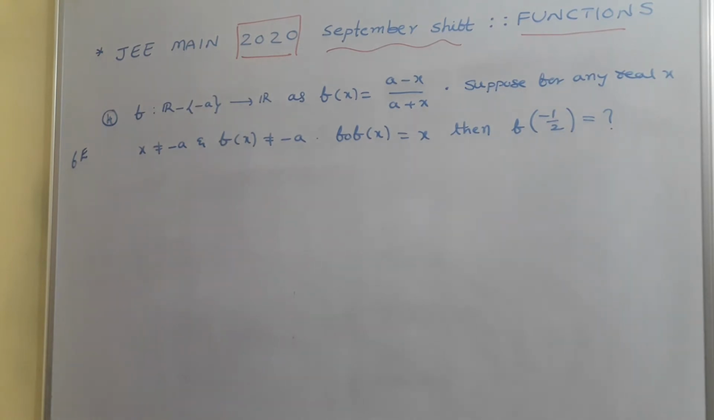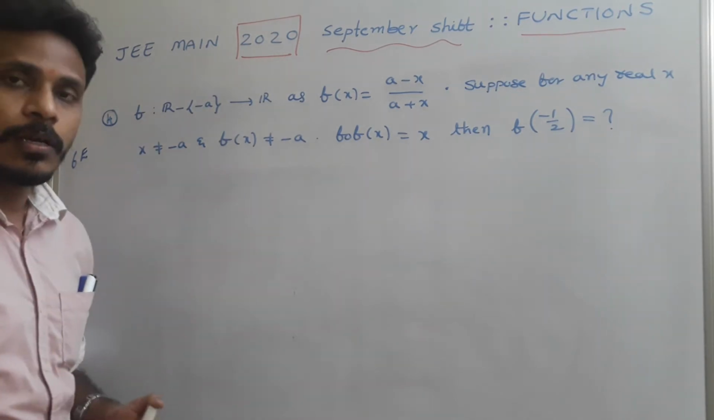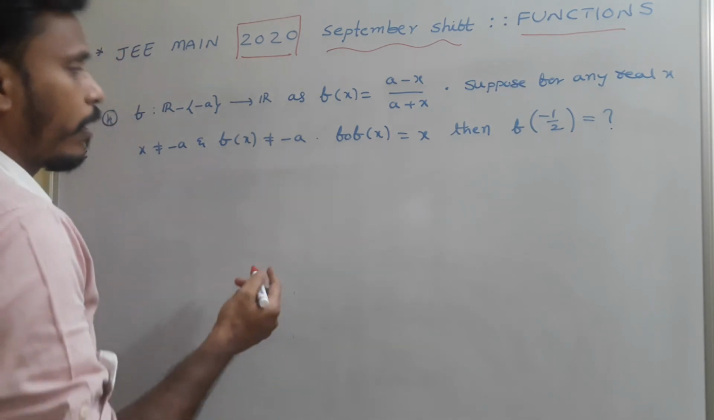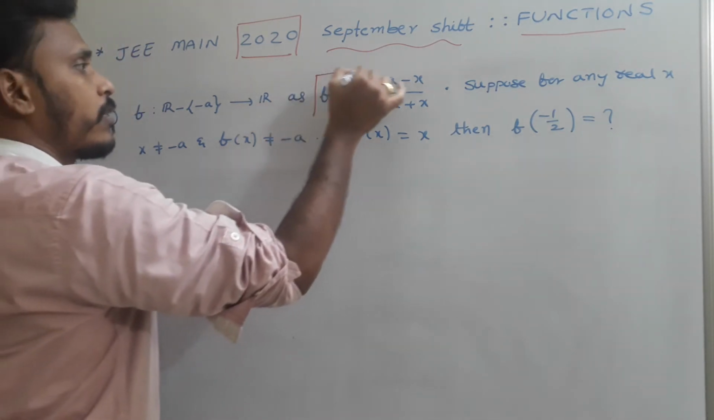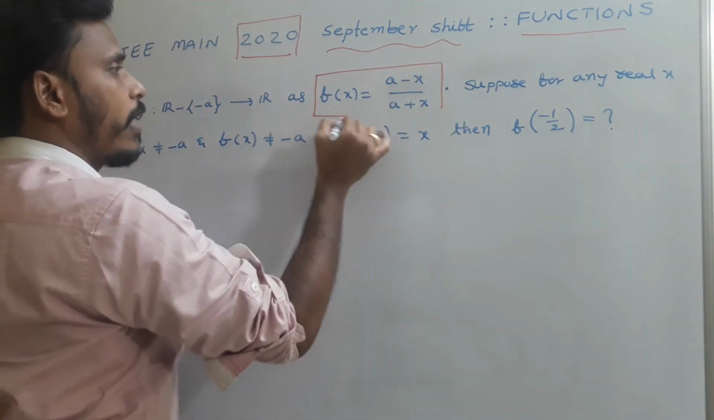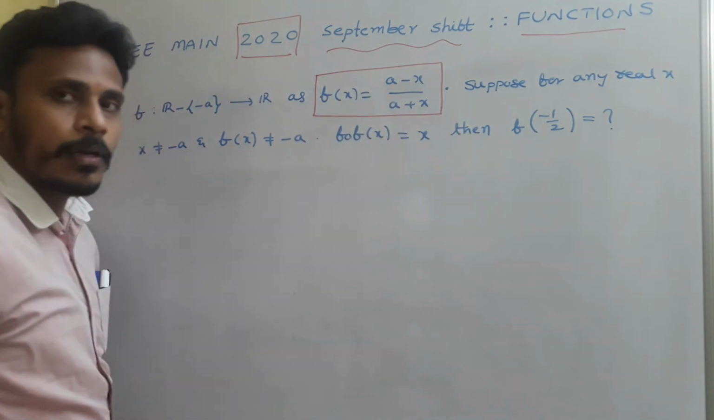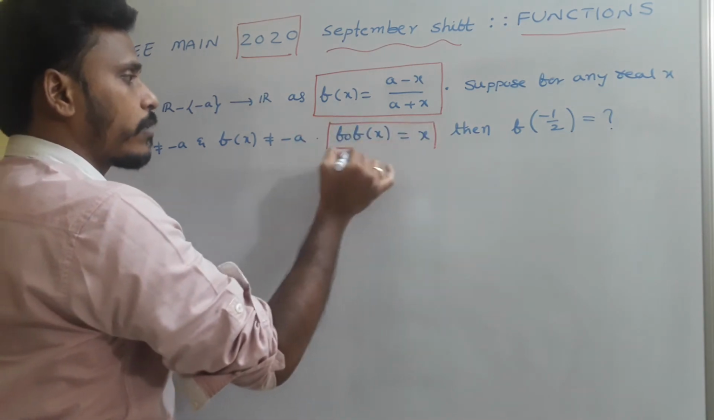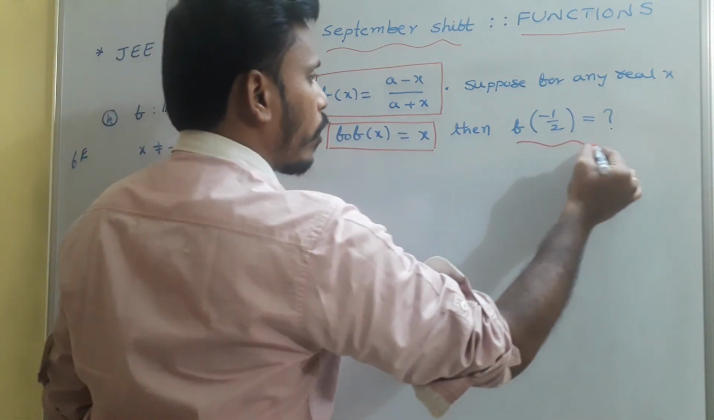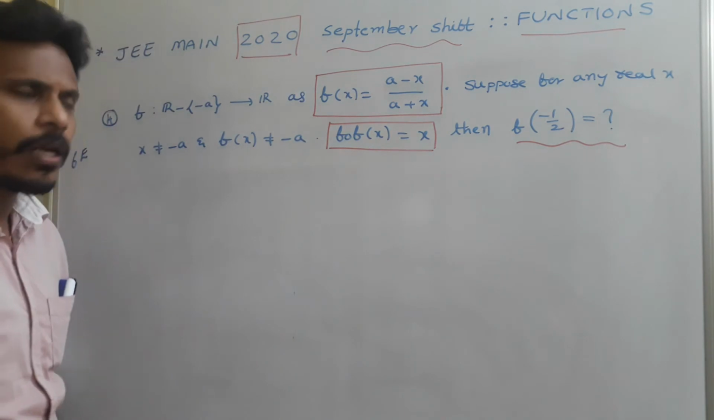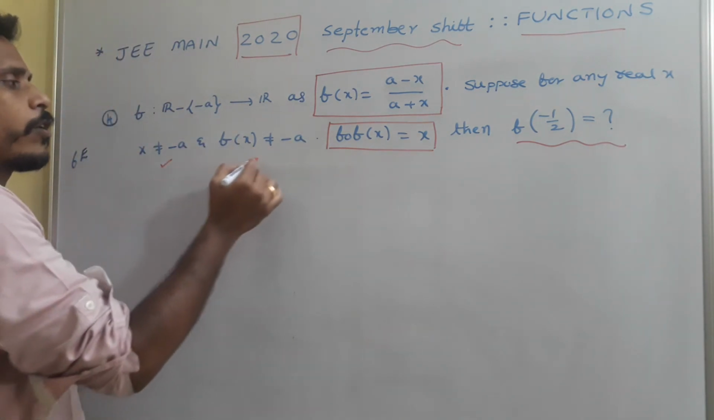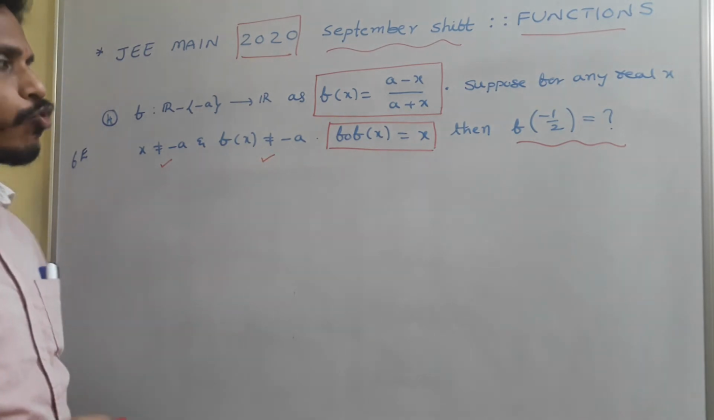Now, this question is again from functions, again from the same paper, 6th evening of September. Here the function is given like this: f of x is equal to a minus x by a plus x. Another relation is given that f circle f of x is equal to x. At the end we need to calculate f of minus 1 by 2. For safety certain relations are given: x is not equal to minus a, f of x is not equal to minus a.